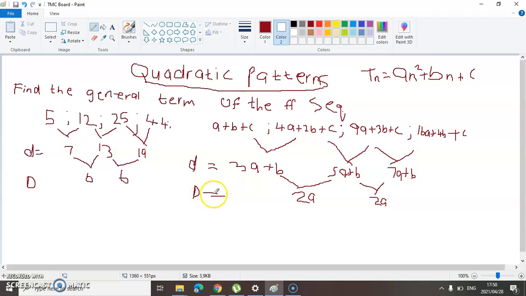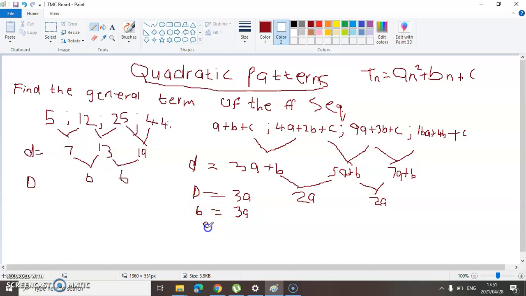So it turns out that D is always equal to 2a. Do you understand? So D is equal to 2a. So now, if we are looking for the general term of this sequence, because it's a quadratic sequence, we are going to use these features that are here. For example, we have noticed that D is equal to 2a, and we know what D is here. D is 6. So we can have 6 is equal to 3a.